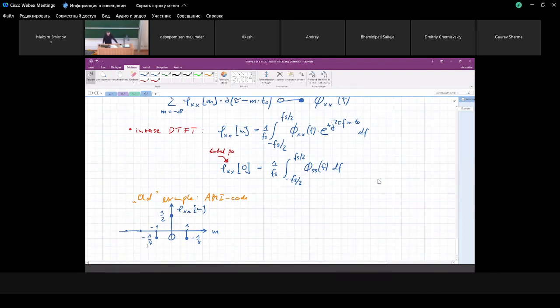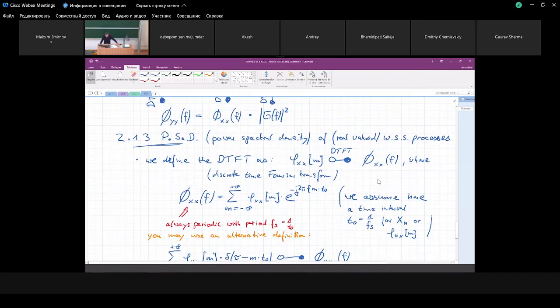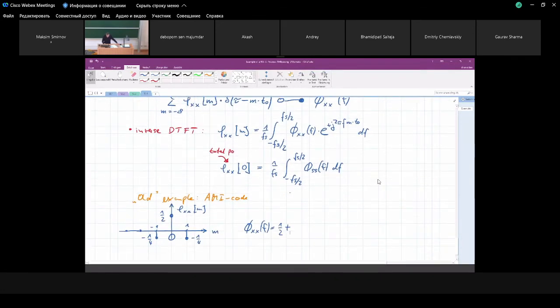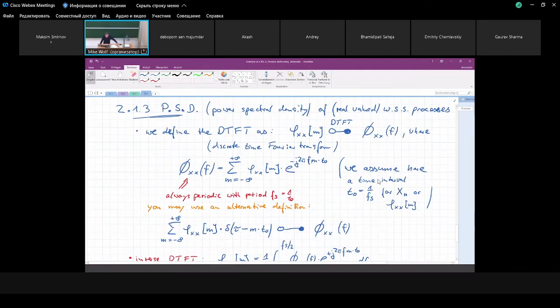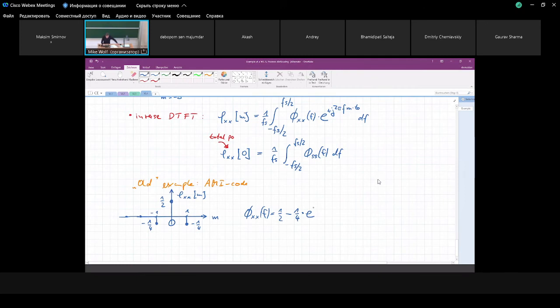If you now just use this original approach, where we use this sum, we insert this value at m equals 0, multiplied by e to the power of 0, which is 1. Now we use this expression. I multiply the value at m equals 1, which is -1/4. Insert m equal to 1 times t naught, this is times e to the power of j 2.